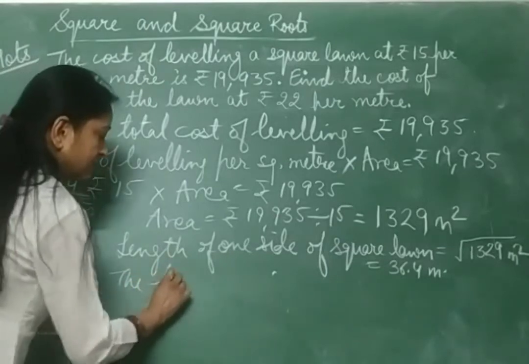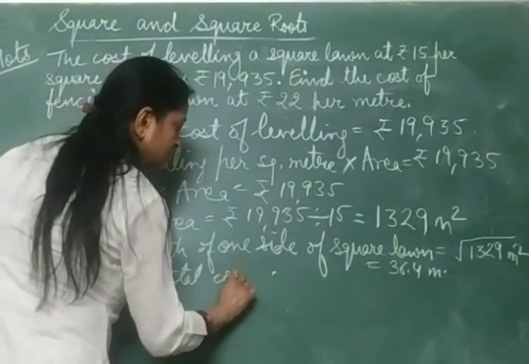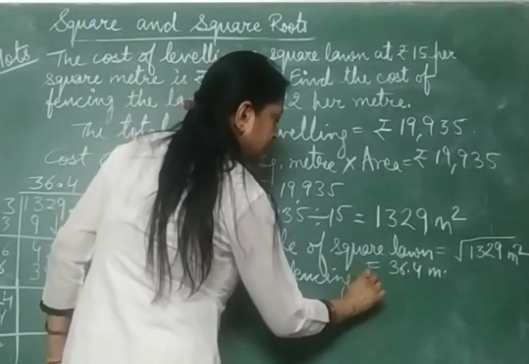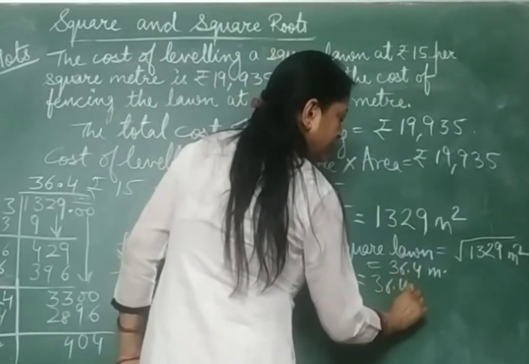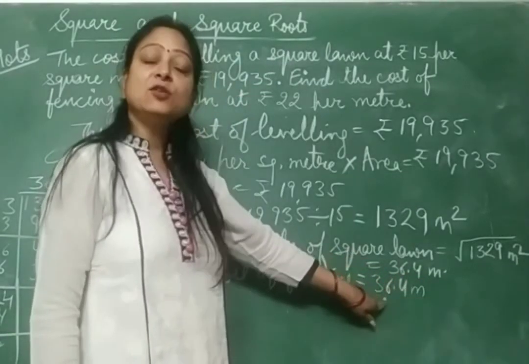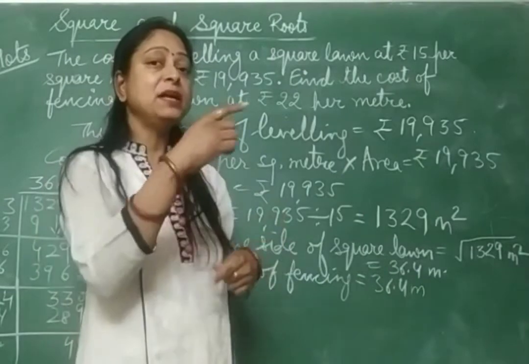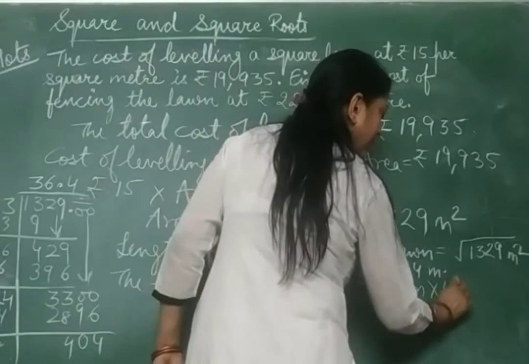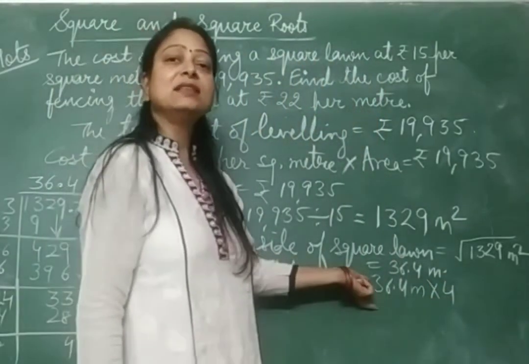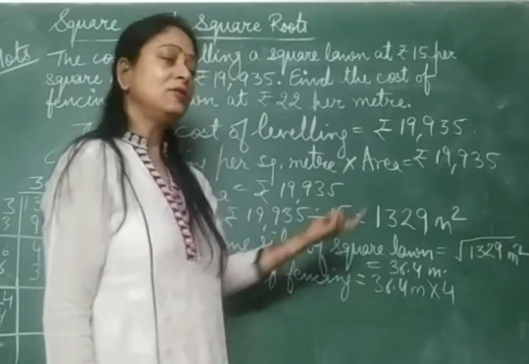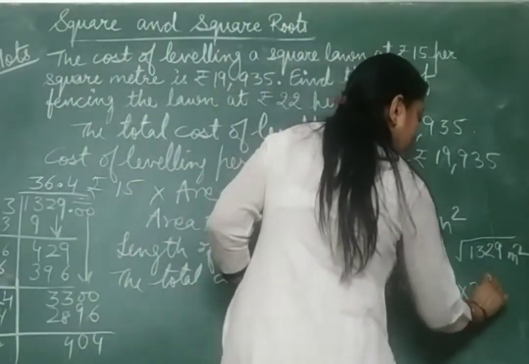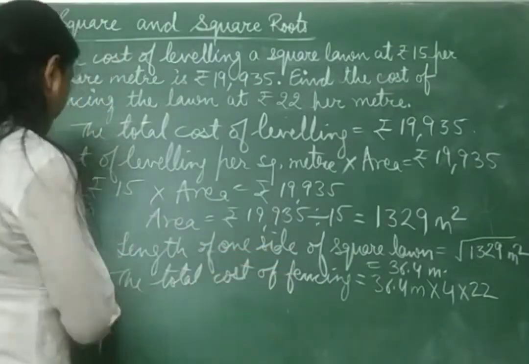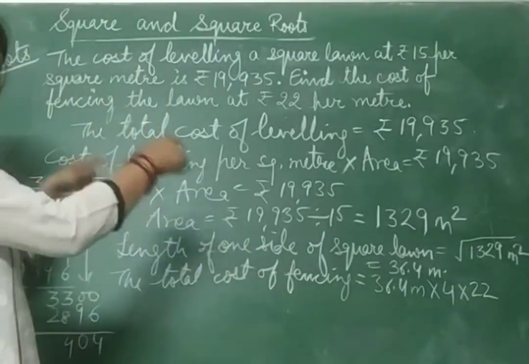So the total cost of fencing is equal to 36.4 meter. This is the length of one side, and for that we need the complete perimeter. So multiply this by 4. Then you will get the complete perimeter of this square lawn, and then multiply by 22 to get the total cost of fencing. Because in fencing, we need the complete perimeter, right.